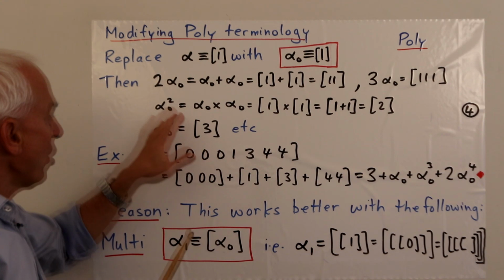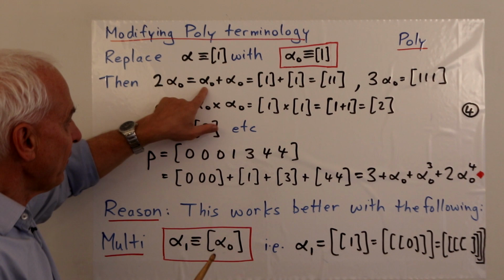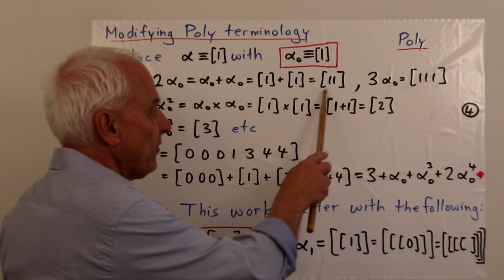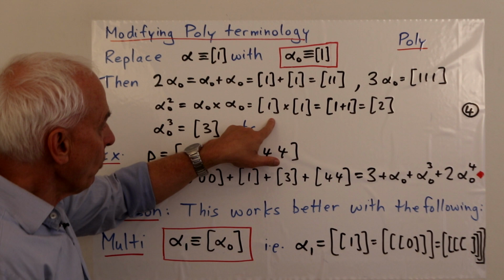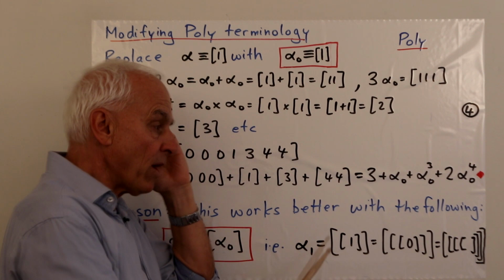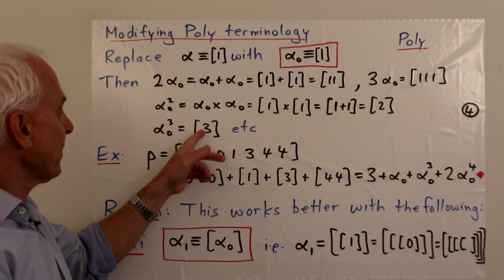Okay, so let me remind you of some basic facts about this thing. If you take two alpha zero, in other words, alpha zero plus alpha zero, that's mset 1 plus mset 1, dump them together, you get mset 1, 1. Similarly, three alpha zero will be mset 1, 1, 1. If we multiply this thing by itself, alpha zero squared, we have mset 1 times mset 1. We perform that by adding the ingredients, 1 plus 1 in there, so we get mset 2. And similarly, alpha 0 cubed is mset 3, and so on.